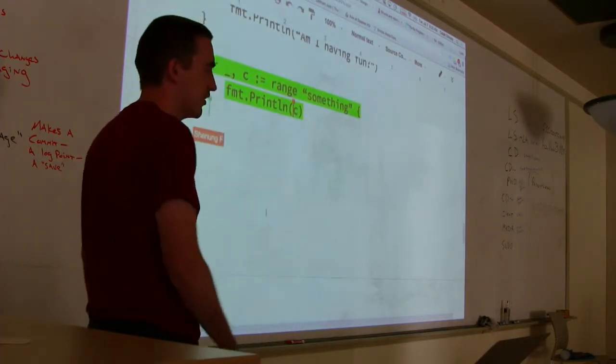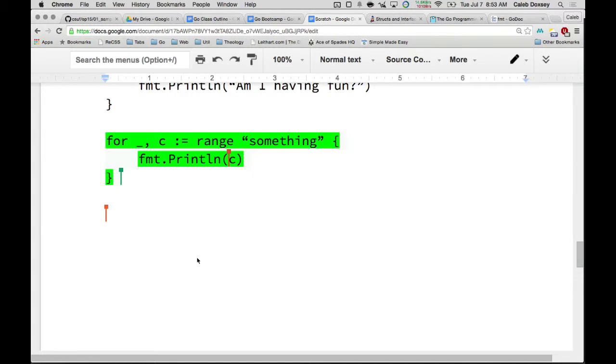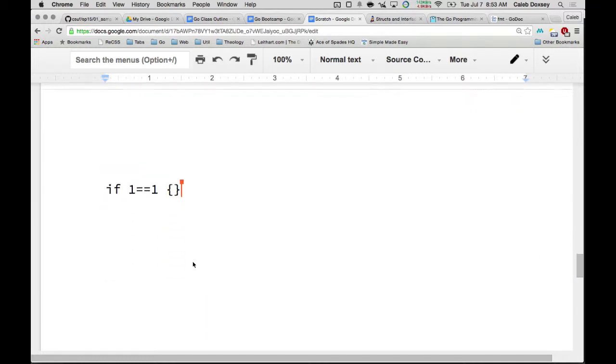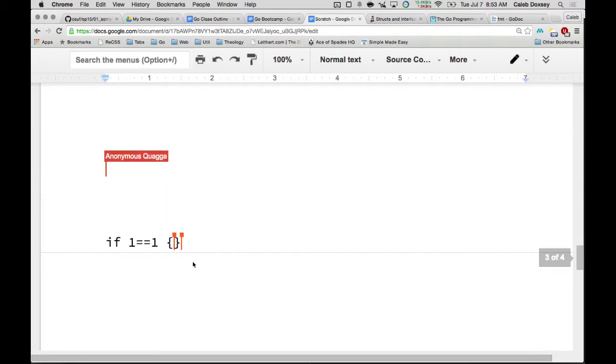Okay, so there are two other control structures we talked about. Switch is one, and the other one was, not a part of it, if. Exactly. So, what does the if look like? Does anyone know, write out an if?